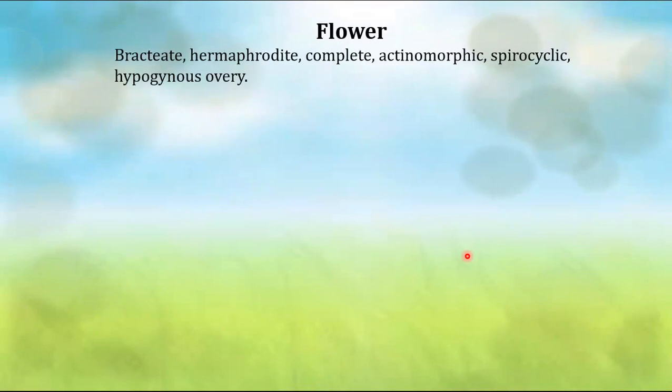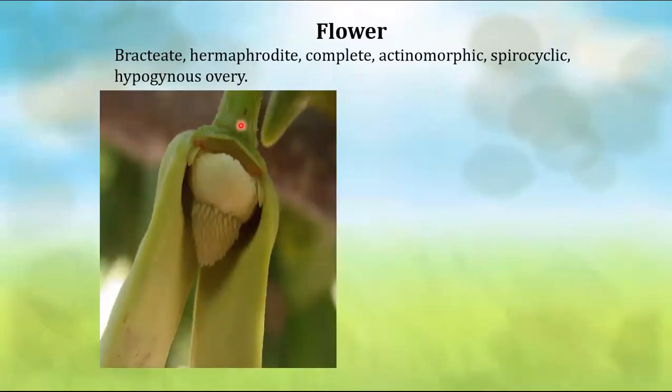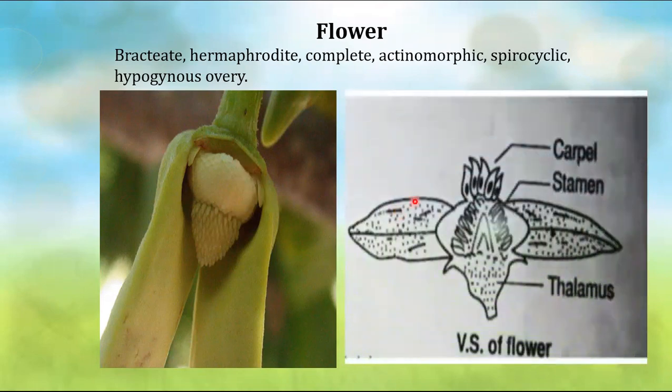Now the next is the flower. The flower is bracteate, bract is present, hermaphrodite, androecium and gynoecium both present. Complete flower: when the four whorls, that is calyx, corolla, androecium and gynoecium, are all present, we say it is a complete flower. Actinomorphic, this flower is completely star shaped in structure, and it has a spirocyclic gynoecium, hypogynous flower and a superior ovary.